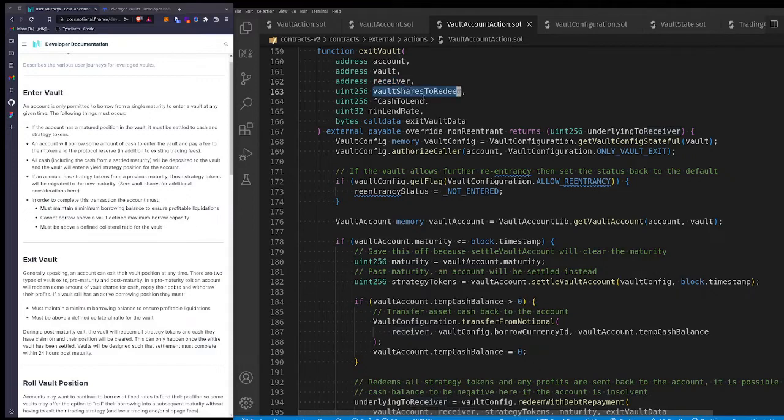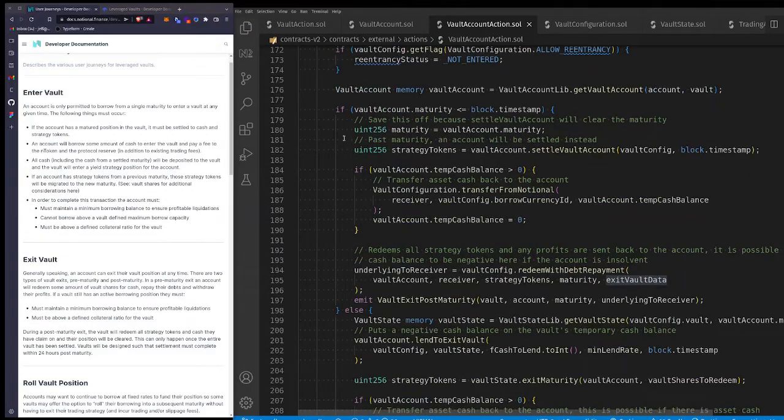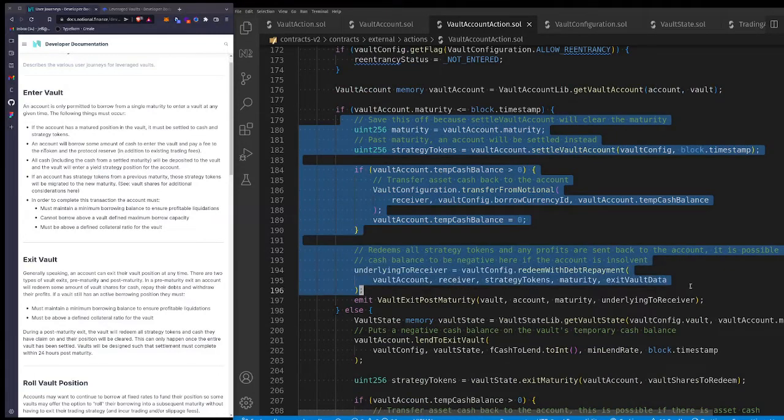It'll specify how many vault shares it wants to redeem and how much F cash it wants to lend, which is the equivalent to repayment. And there will be some data that is sent to the vault to instruct it on how to exit its yield position. Now, when the vault is exiting post maturity, the amount to lend and the vault shares to redeem are not considered.